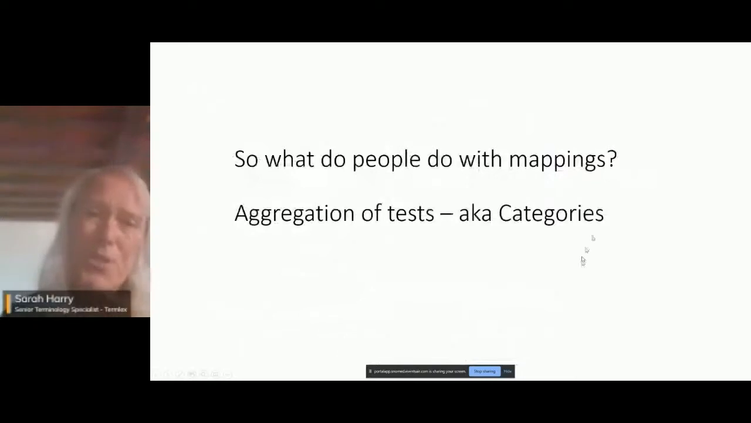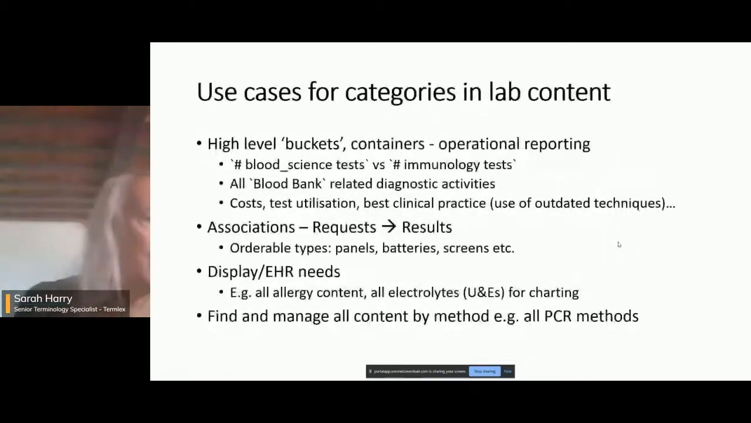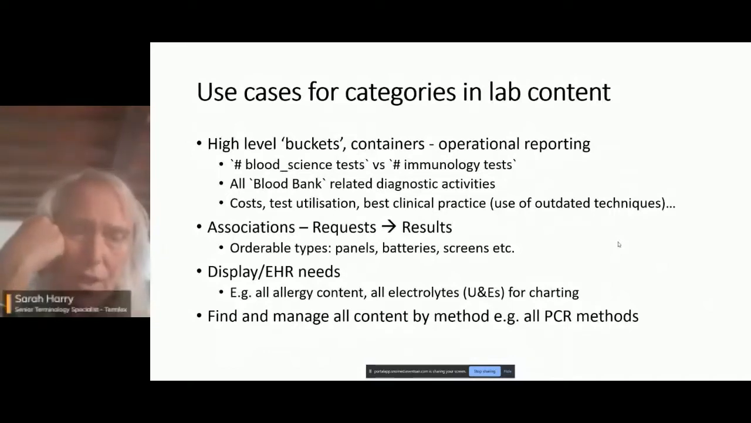So what do people do with all these mappings then? What's the point of them? Well, a lot of it can be about the aggregation of tests via categories. So we'll look at some of that. Use cases. Okay, so we've got some idea of the nature of the problem, the complexities. Can we simplify some of this? We certainly can. What are the use cases here?